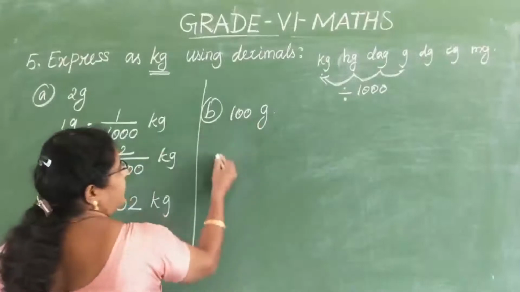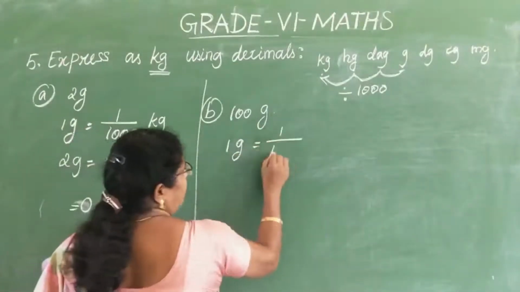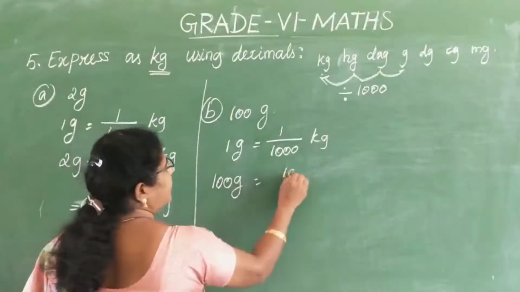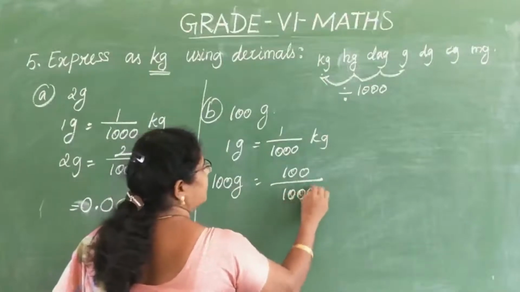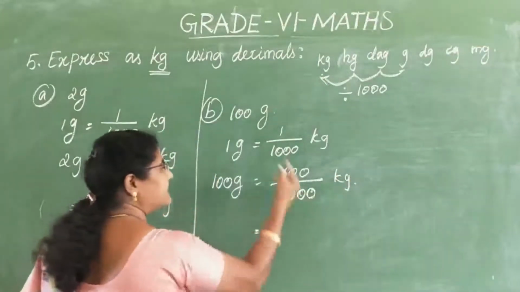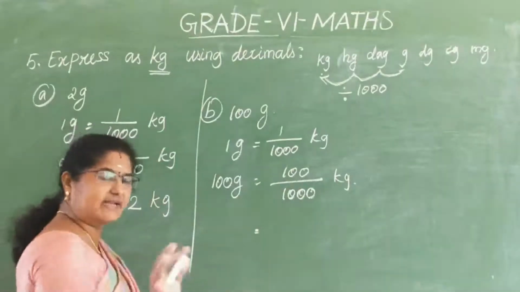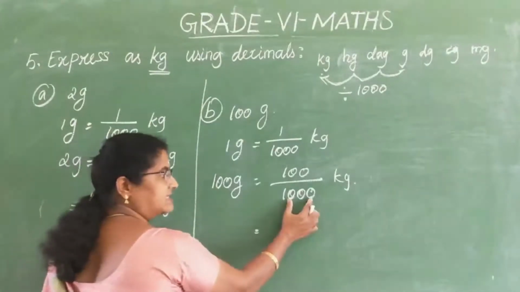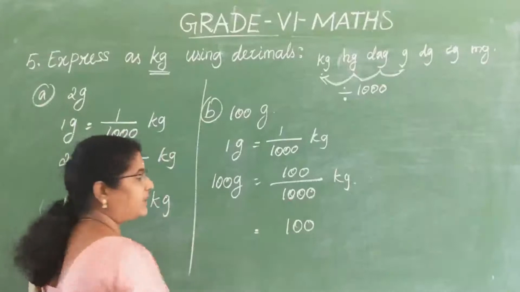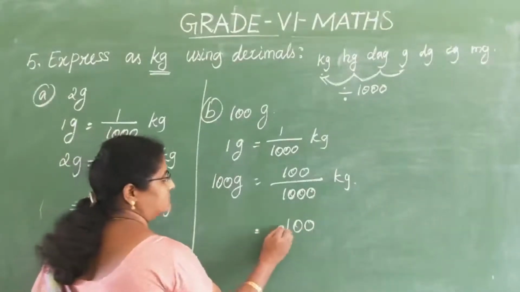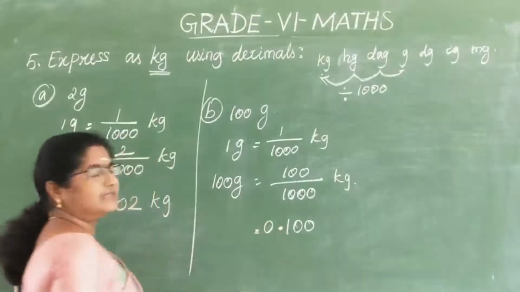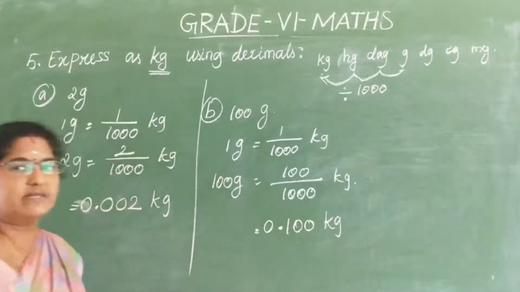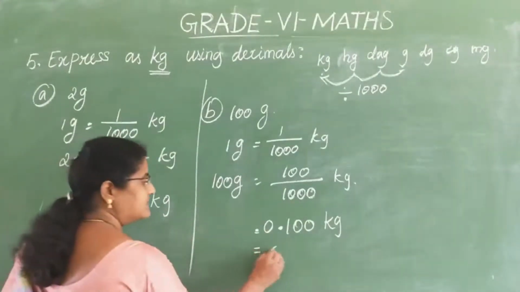First, 1 gram. You know that 1 gram equal to 1 by 1000 kilogram. So 100 gram equal to 100 divided by 1000 kilogram. From here we can simplify zeros and directly write in a decimal form. This 100, write this. Then 3 zeros, before 3 digits we keep the point. 1, 2, 3. So keep point here. Whole number part is missing, so 0. That means 0.100 kilogram.